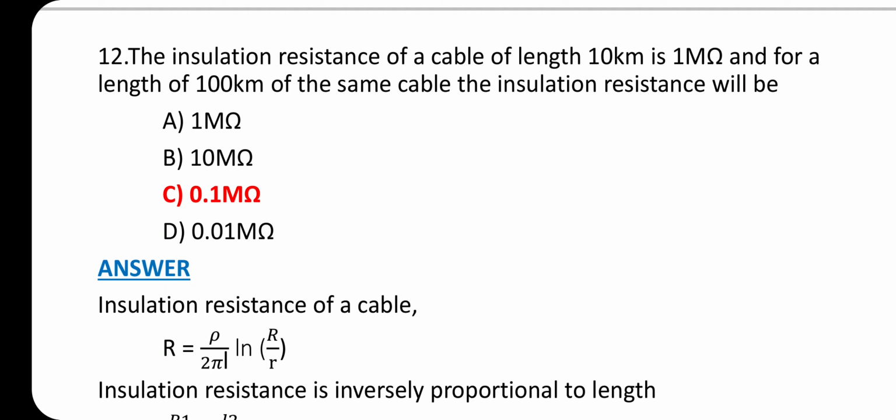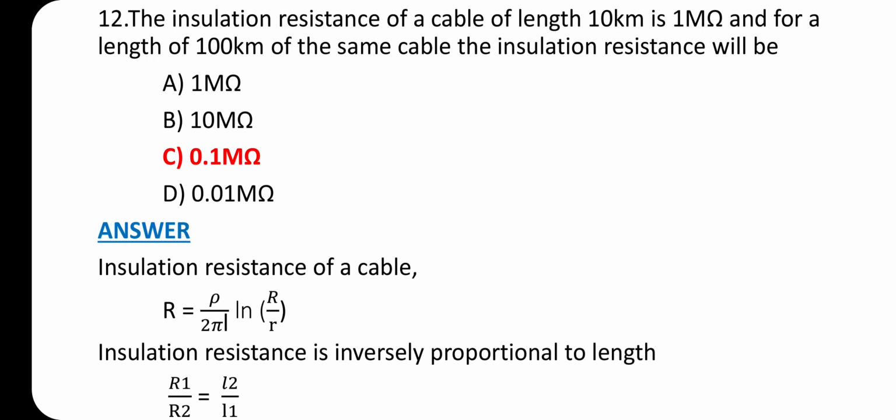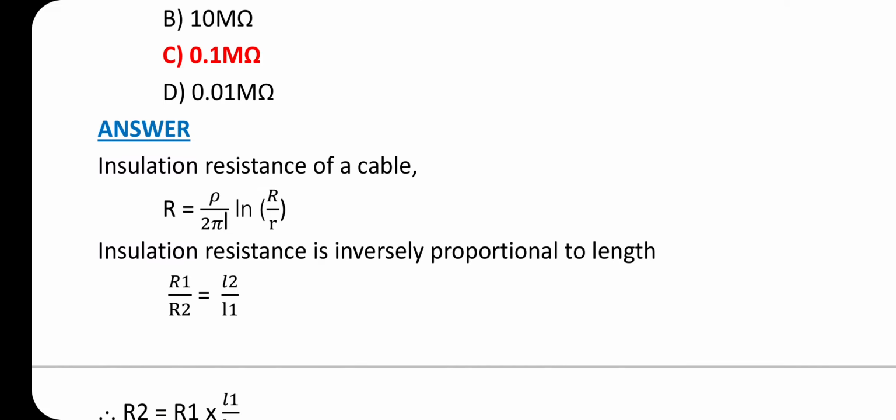Question number 12. The insulation resistance of a cable of length 10 km is 1 megaohm, and for a length of 100 km of the same cable, the insulation resistance will be, answer is option C, 0.1 megaohm.